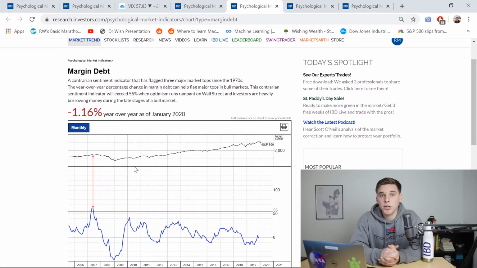The next indicator that I want to talk about is the margin debt contrarian sentiment indicator.